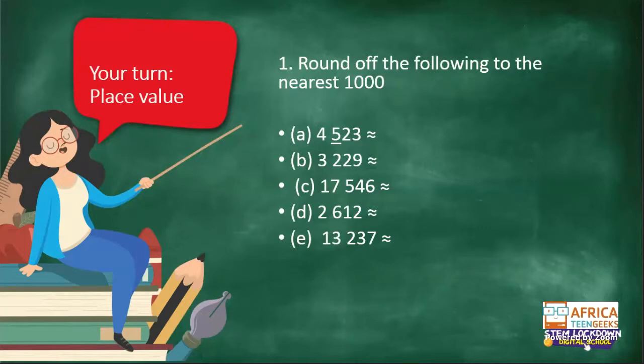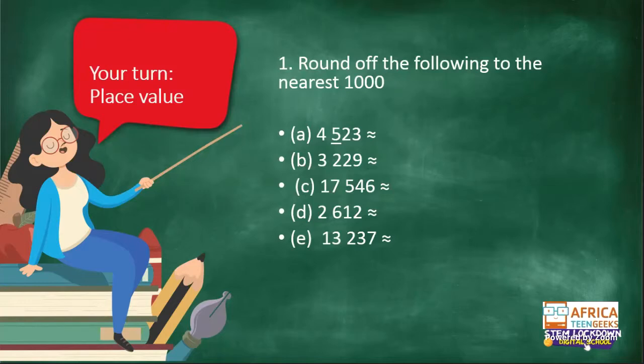So the correct answer will be 18,000 because we said any number from 5 and above, whether it is 5, 50, 500, 5,000, whatever we're rounding off to, we always look at the number 5. So in this case, it is 500, which makes 17,000 become 18,000. Correct.